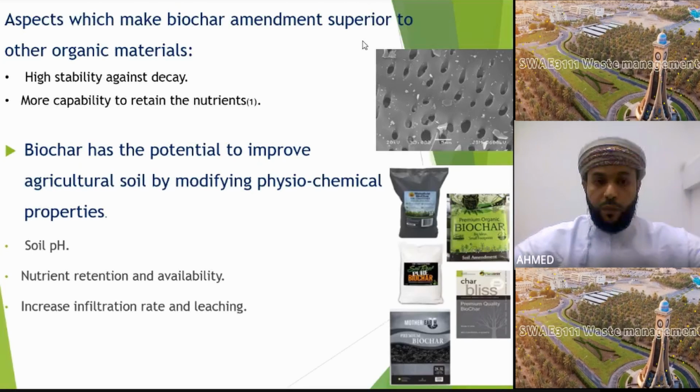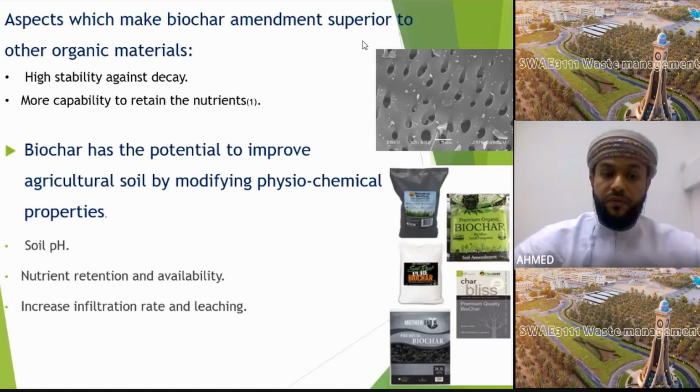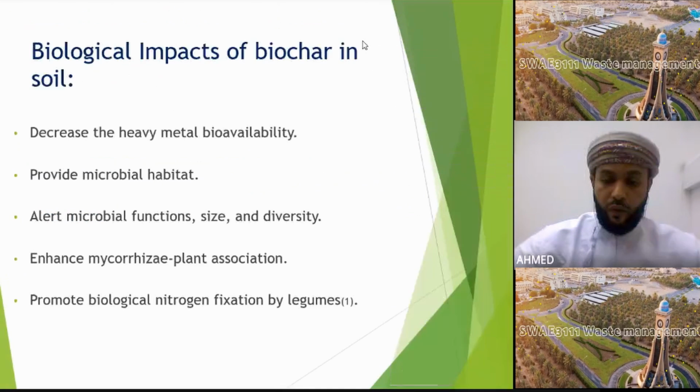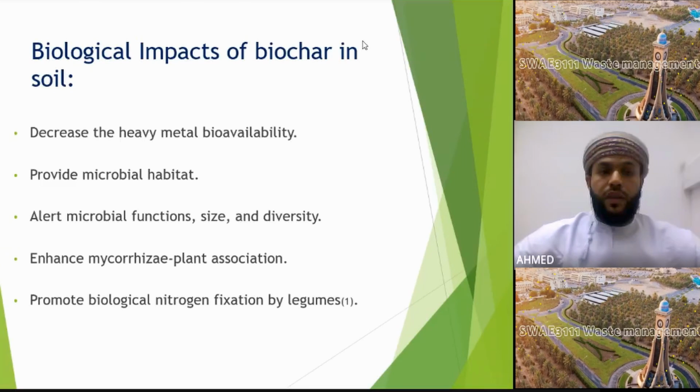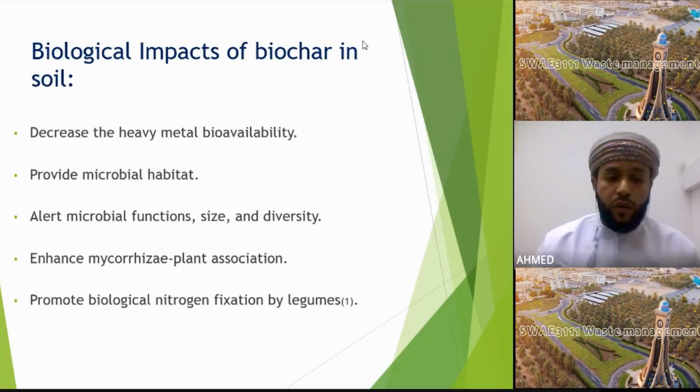So also biochar has the potential to improve agricultural soil by modifying the soil chemical properties, for the soil pH and nutrient retention and availability. It will increase the infiltration rate and leaching of that soil. There are also some biological impacts of using biochar as an amendment in the soil. It can decrease the heavy metal bioavailability in the soil. It will provide microbial habitat and alter the microbial functions. It will enhance the mycorrhizae plant association. Also, it will promote biological nitrogen fixation by legumes.